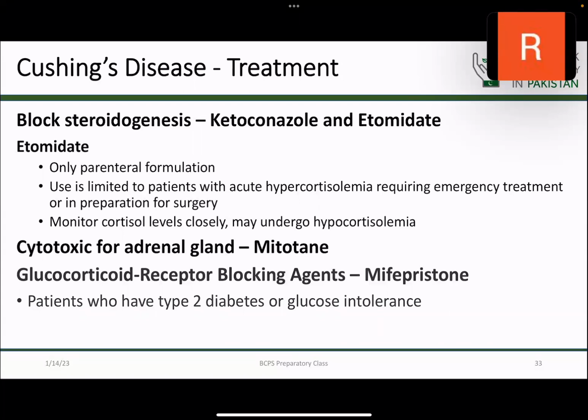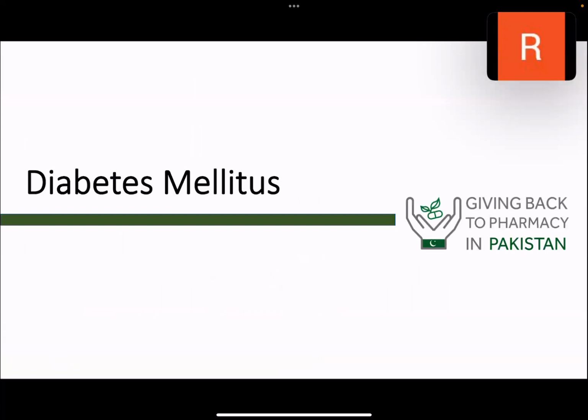There are some agents which are cytotoxic for the adrenal gland. So they destroy the cells in the adrenal gland itself, and that's how the secretions are reduced. For example, mitotane. And some agents are glucocorticoid receptor blocking agents, which block the glucocorticoid receptor instead of decreasing the secretion of cortisol. And they are preferred in patients who have type 2 diabetes or glucose intolerance.